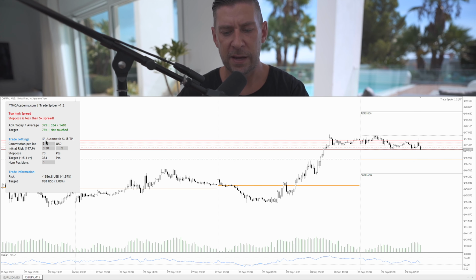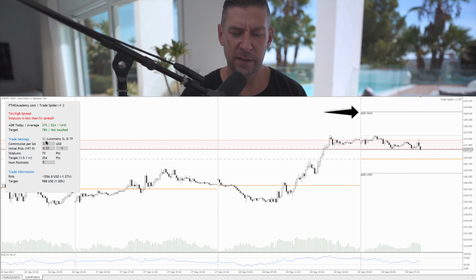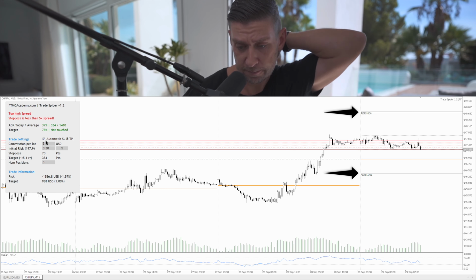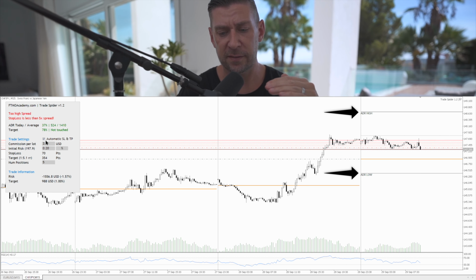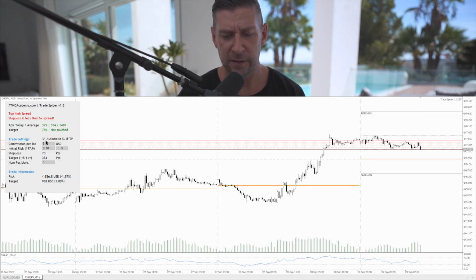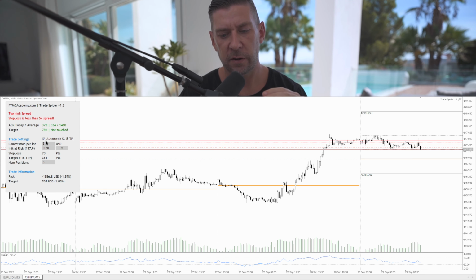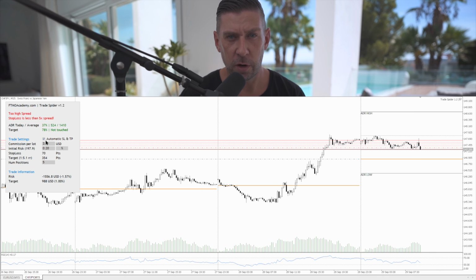You also see the black lines on the chart, ADR high and the ADR low, which explains itself. If price doesn't move lower than it is now and moves up, we can expect the price to move to ADR high, and the same in the other direction. If the price doesn't move further up from where we are now, we can expect the price to move all the way down to ADR low.